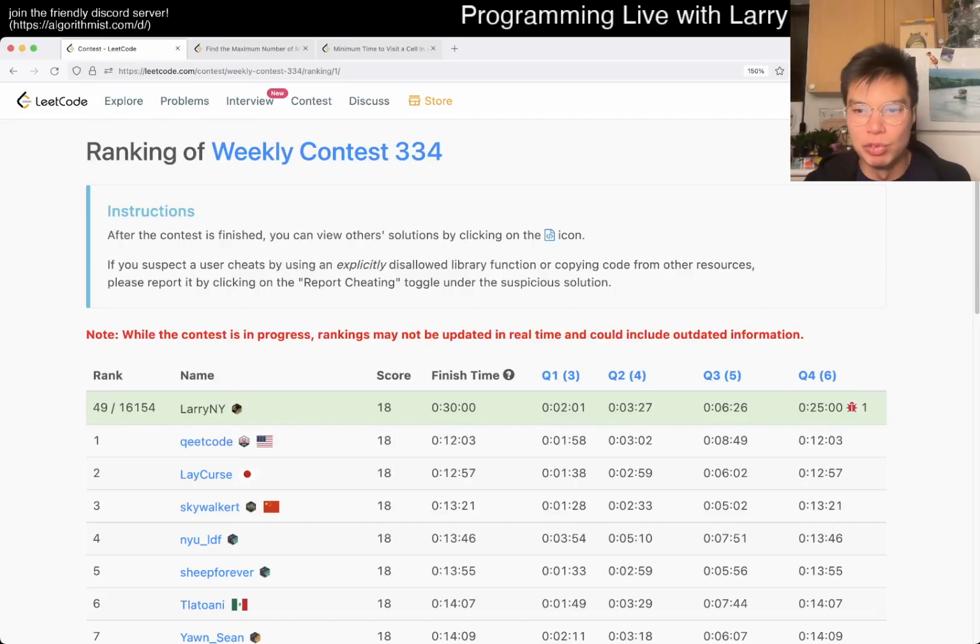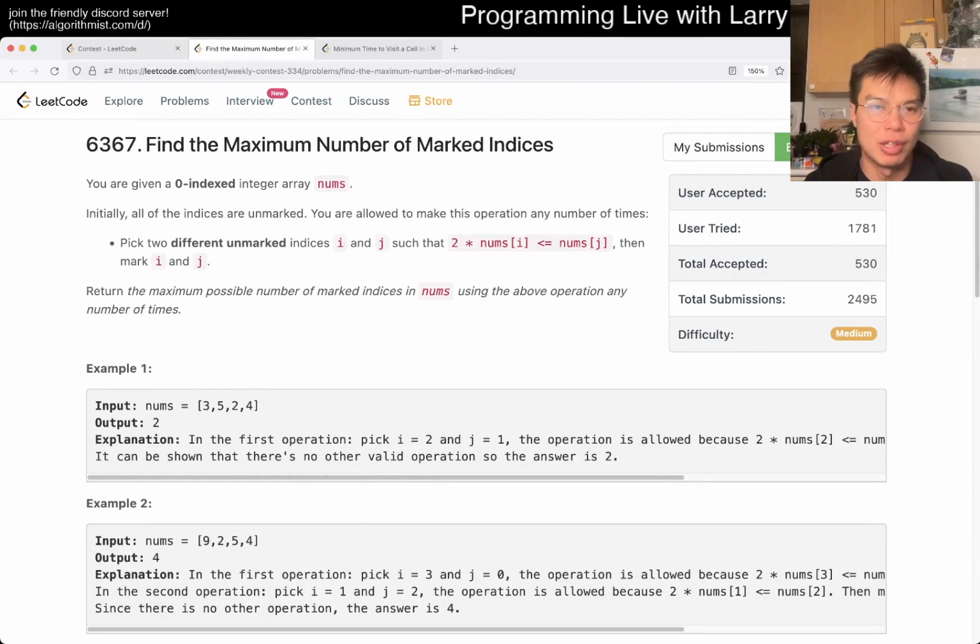This is me going with Q3 of the weekly contest 334. Find the maximum number of marked indexes.